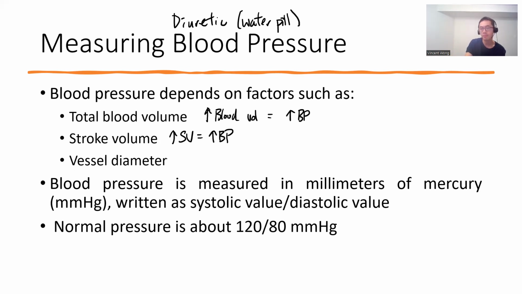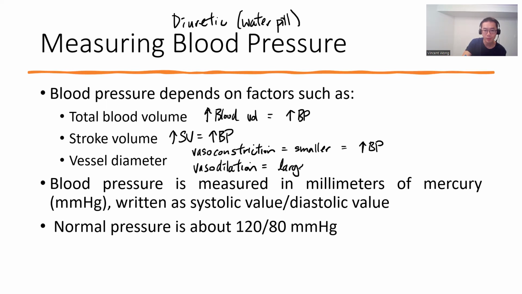Next one, vessel diameter. A few slides earlier, I was telling you that the vessels can expand or contract to help regulate your blood pressure. So there are two things here. It could be vasoconstriction. Vasoconstriction means smaller blood vessel, and that will increase the blood pressure. Think about squeezing a balloon. When you squeeze a balloon, the pressure goes up. The opposite is vasodilation, which means the blood vessel is bigger, and that will drop the blood pressure.